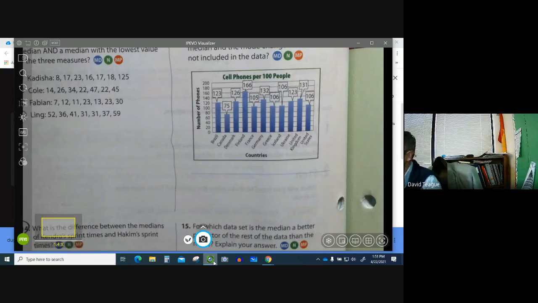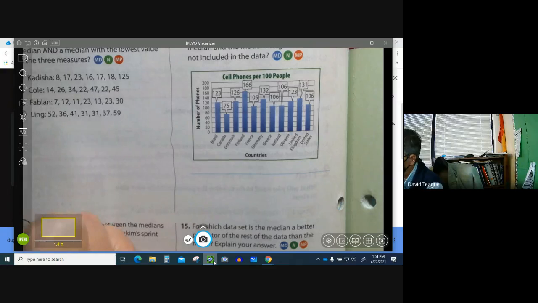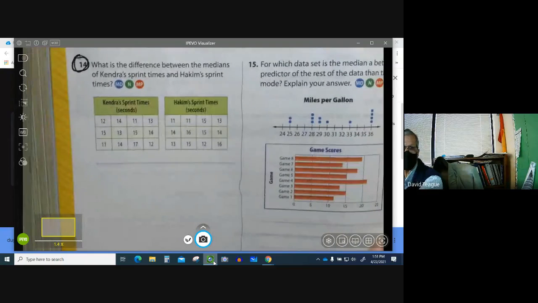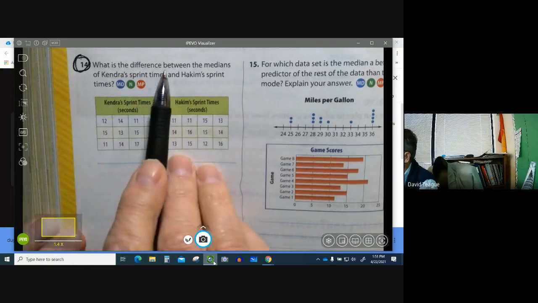798. And 798, it's number 14. So we're going to circle 14. Okay, so that's down here. Okay, so the question is, what is the difference between the medians?